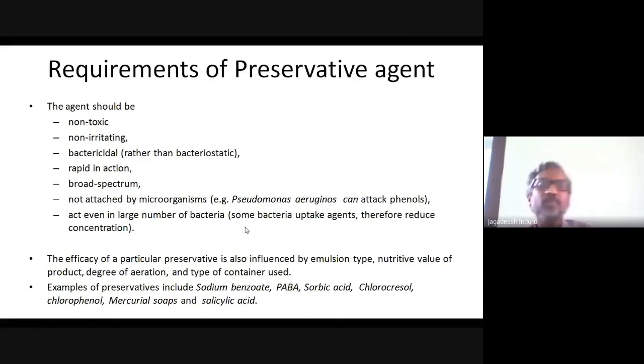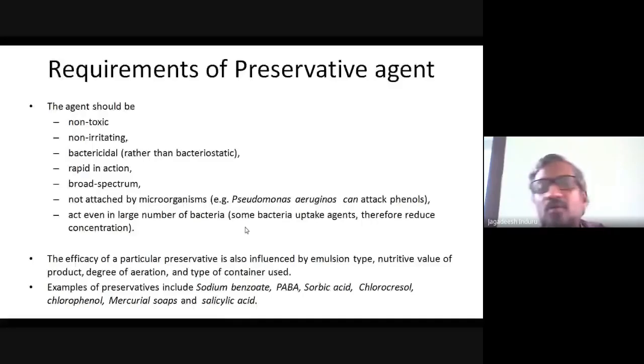Examples of preservatives, which are used depending upon the purpose: sodium benzoate, a food preservative, para-aminobenzoic acid, sorbic acid, chlorocresol, chlorophenol, and mercurial soaps, which are used for topical preparations, and salicylic acid. Such preservatives are generally used to make our product stable.